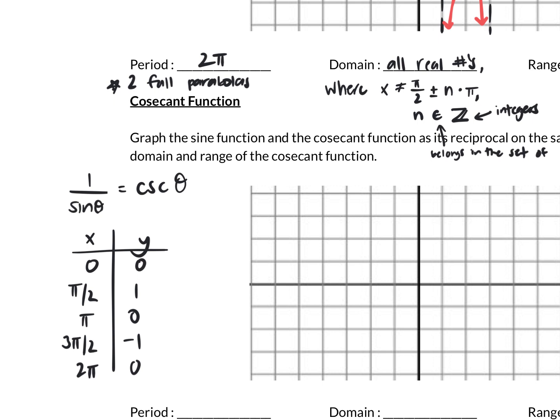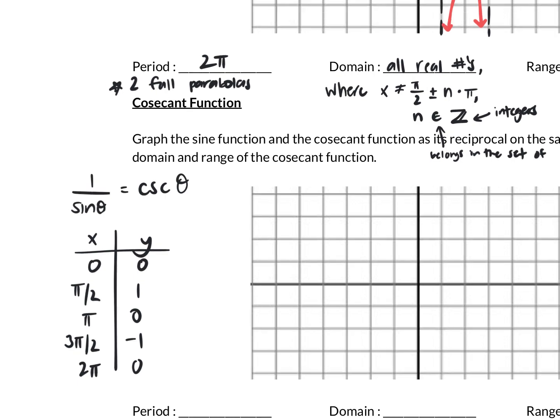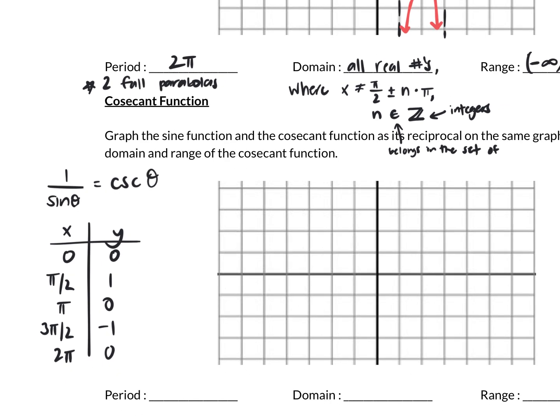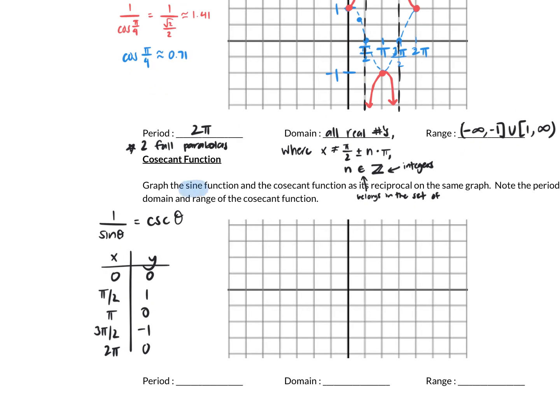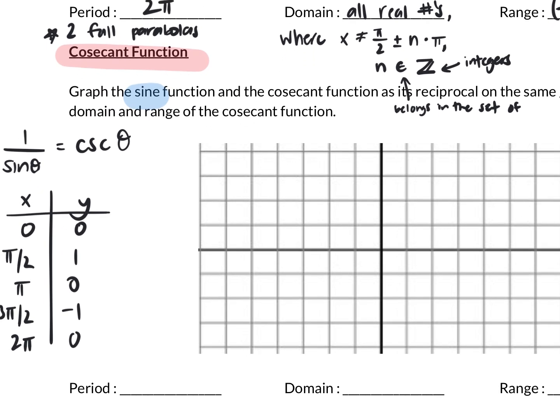So I'm going to start by drawing just sine on the graph. Okay, let's do the same kind of colors. I'm going to do blue for sine, and then I'm going to do red for my cosecant. So I've got 0, pi over 2, pi, 3 pi over 2, and 2 pi. Again, make sure you're labeling your axes and plotting your vertical asymptotes when you need them.